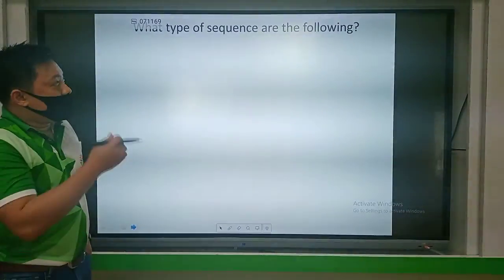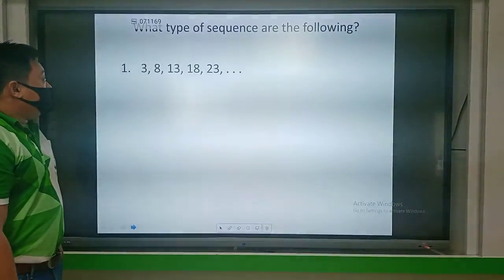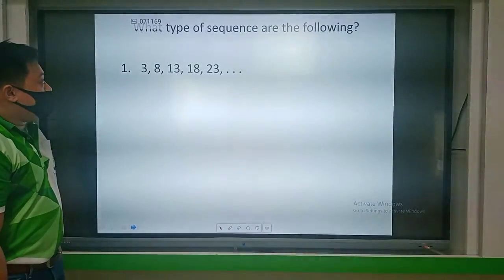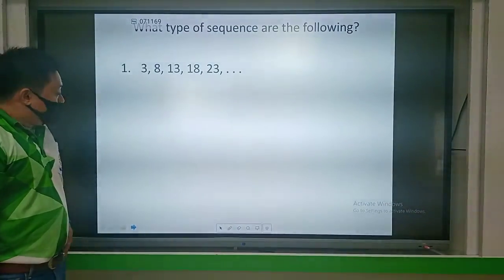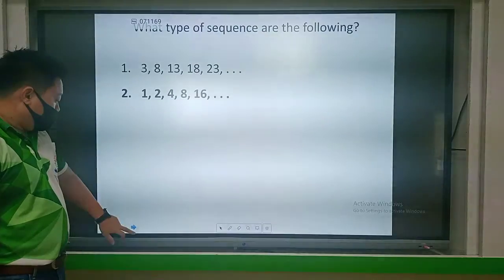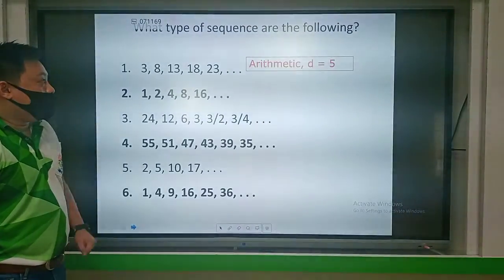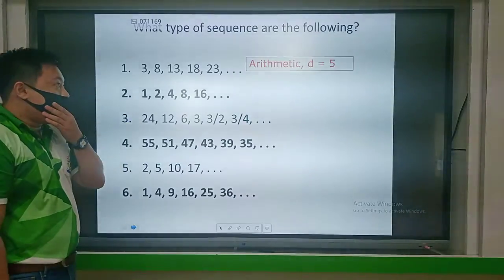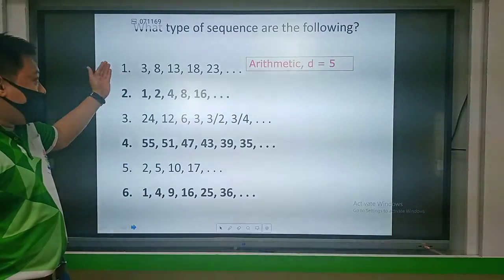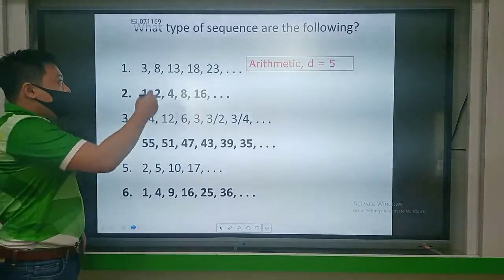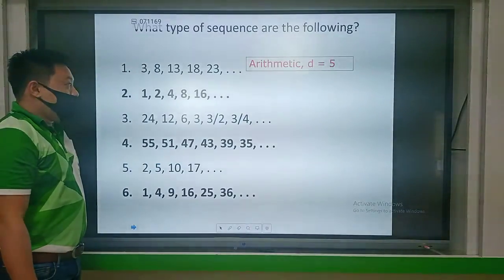What type of sequence are the following? Number 1: 3, 8, 13, 18, 23. What do you think? It's an arithmetic sequence, with common difference 5. This is not geometric, but rather an arithmetic sequence. We add 5 to each term to get the next term.